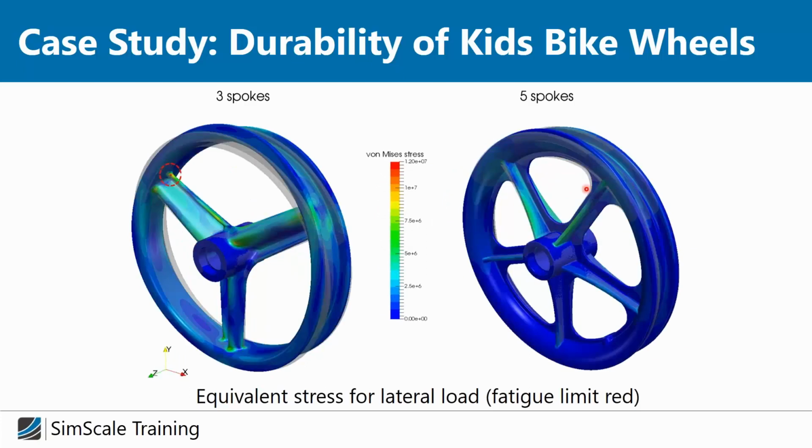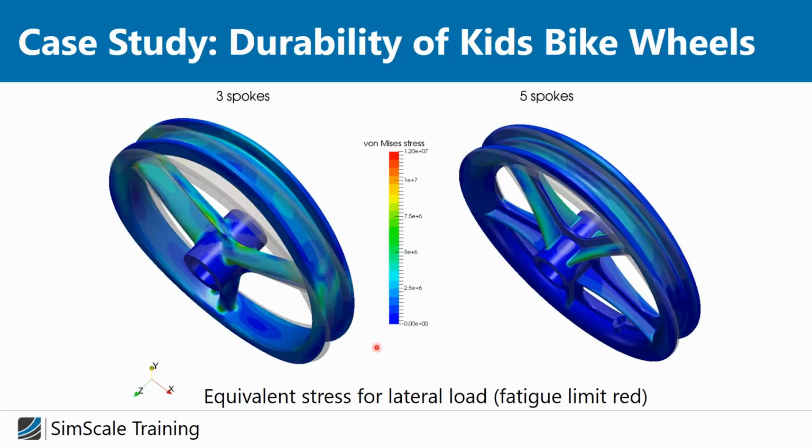And if we take a look at the lateral force, it's a little bit similar. In total, the difference is not as big as compared to the radial forces. However, if we have 3 spokes, we still have stress hotspots where we are reaching the fatigue stress limit here at the corner of the spokes. For sure, the impact of the number of spokes is lower here, since the effect of the spokes is much higher with radial loads going through the spokes.